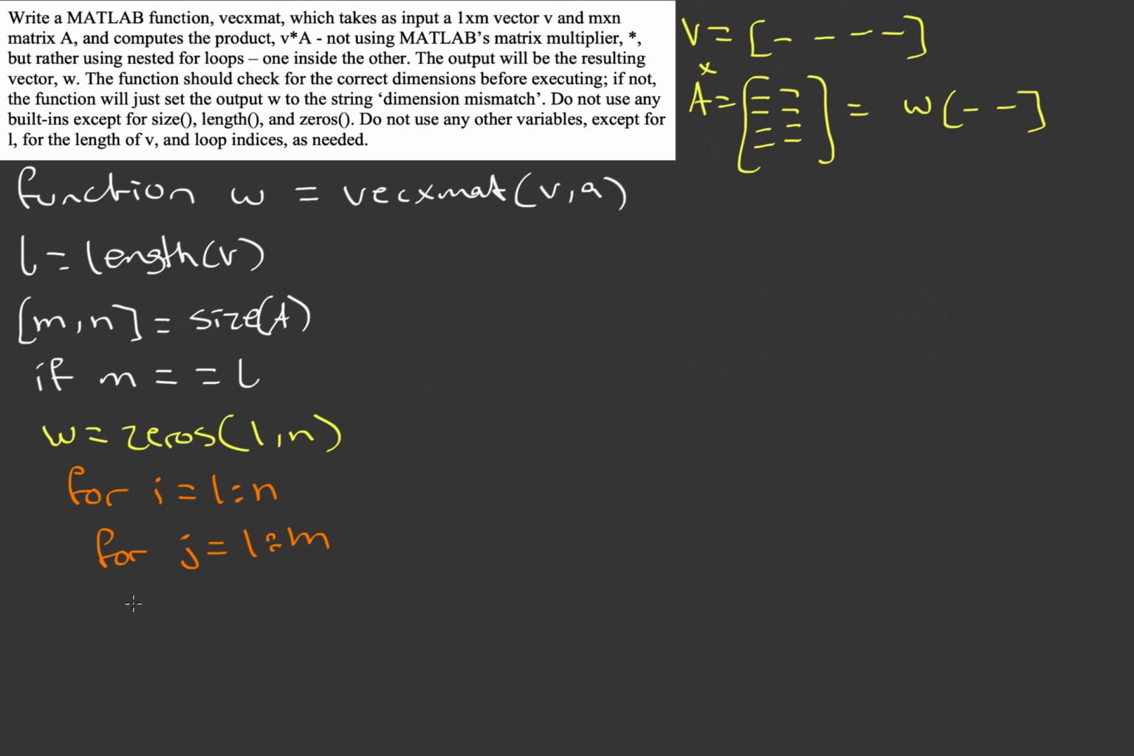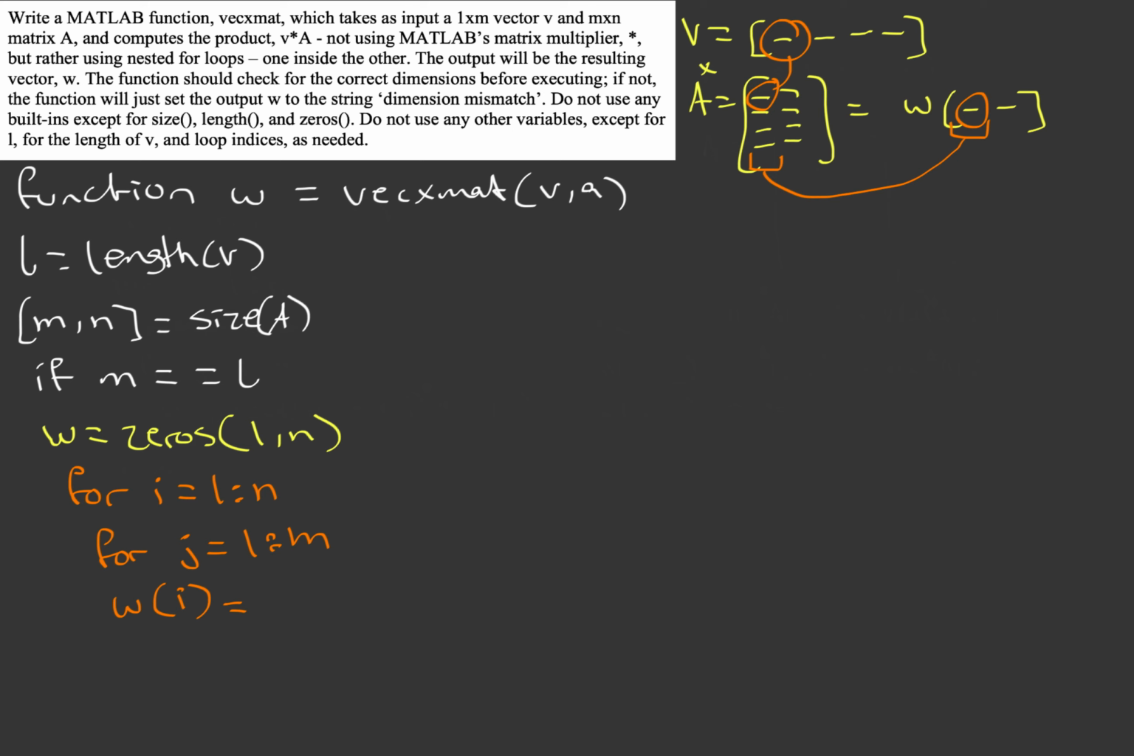And how are we going to do this? We're going to say, well, w of i, the first element of w, is going to equal, now the first element in v multiplied by the first row in A, first column in A. So if you notice, the first column in A is equal to the first column in w. It's going to be the same index.